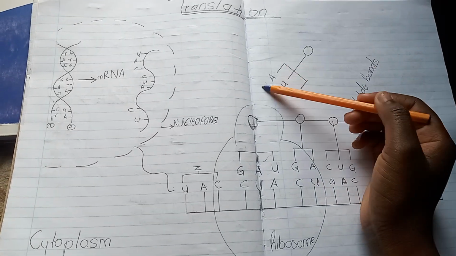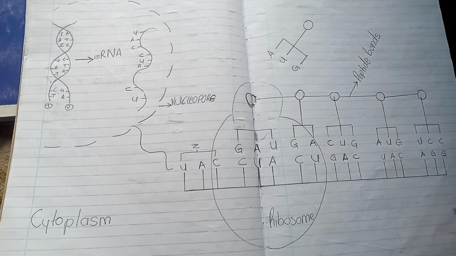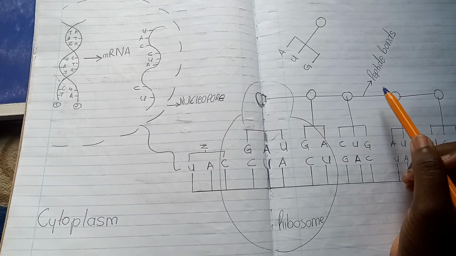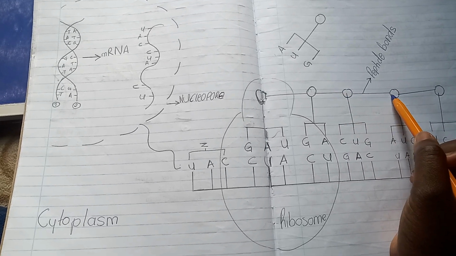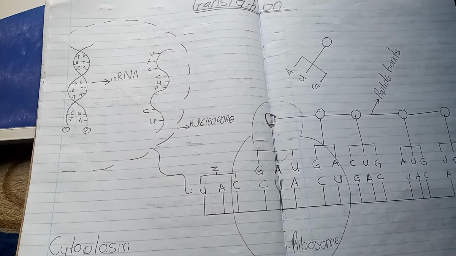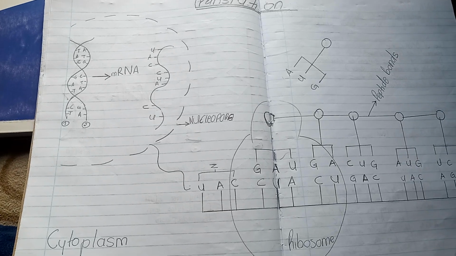The tRNA will each carry a specific amino acid. As you can see there, each tRNA carries a specific amino acid. And I told you about the bonds between amino acids are the peptide bonds. So this is how the process occurs. Each tRNA carries a specific amino acid.